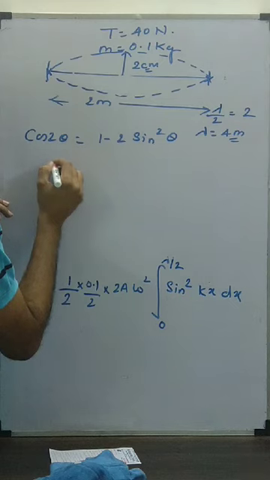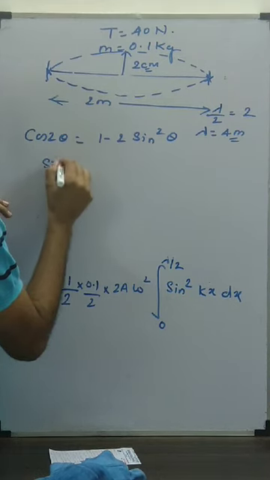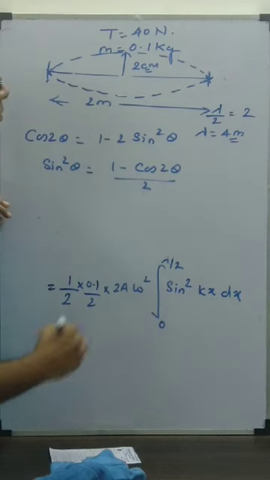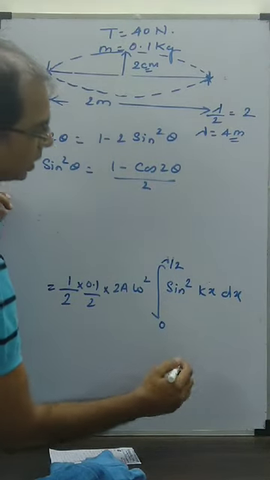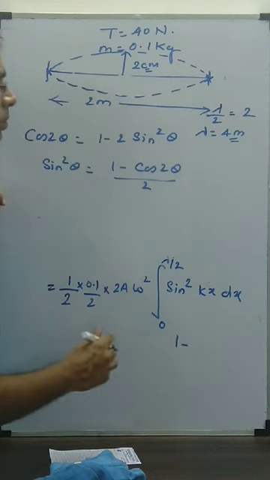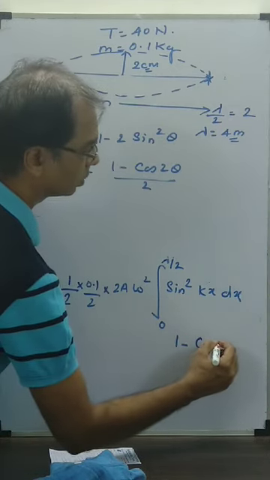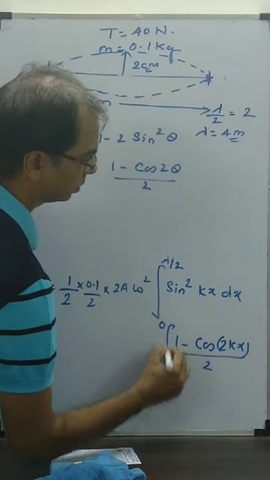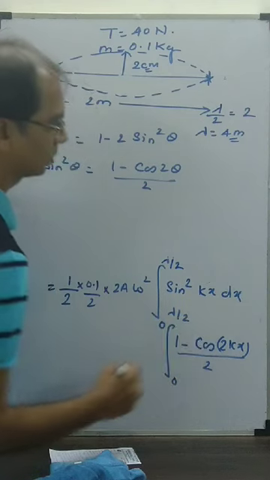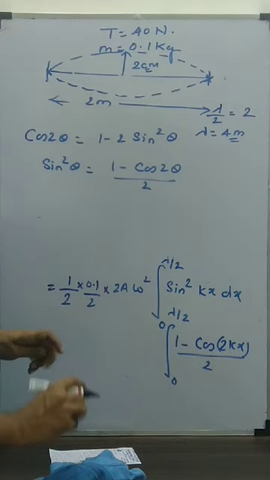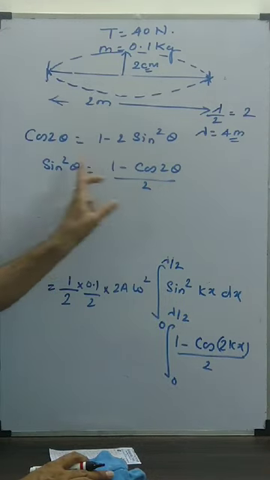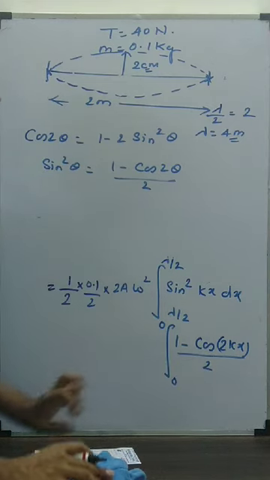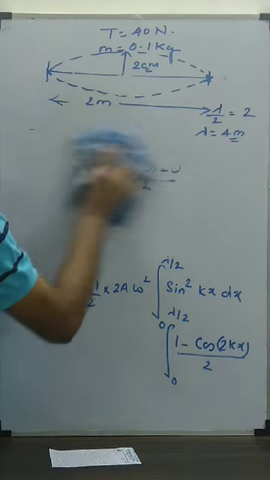Then what can we write this as? Sine square theta we can write as 1 minus cos 2 theta by 2. So here I can write this as 1 minus cos 2 theta, that means 2kx, by 2. In place of sine square theta, 1 minus cos 2 theta by 2, so 1 minus cos 2kx by 2.